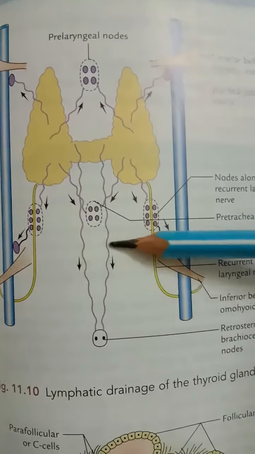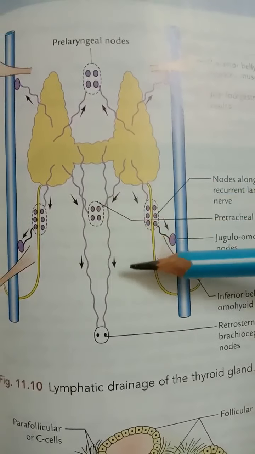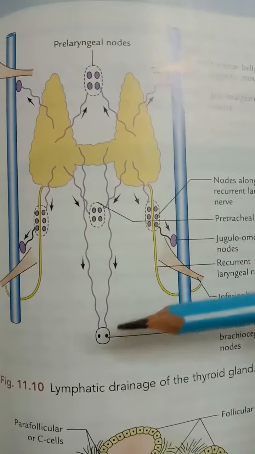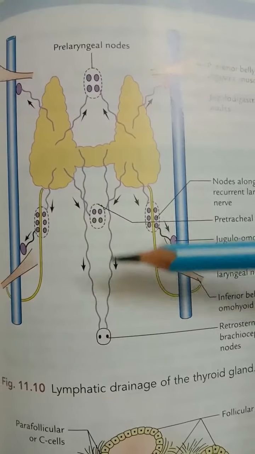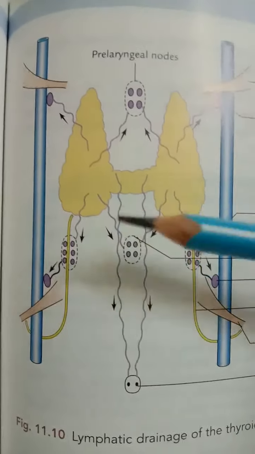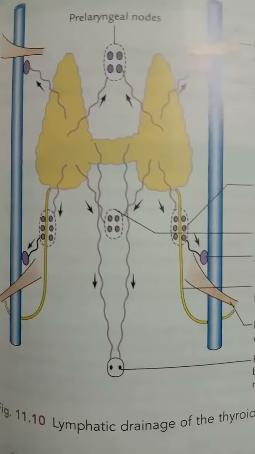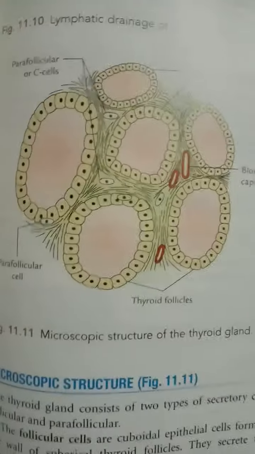And the sympathetic supply is derived from the superior, middle and inferior cervical sympathetic ganglia, but mainly from the middle one. So that is the nerve supply of the thyroid gland. After that, let's see the histology of the thyroid gland.